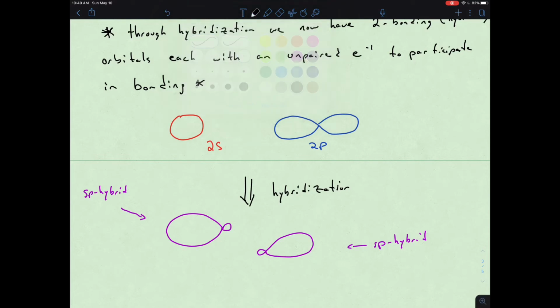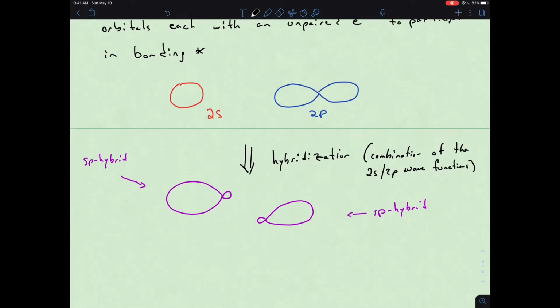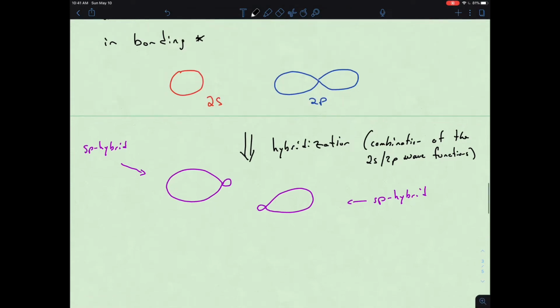Right? This hybridization is a combination of the 2s and 2p wave functions. And so that's what's setting the stage then for the beryllium to actually be able then to participate in the bonding.